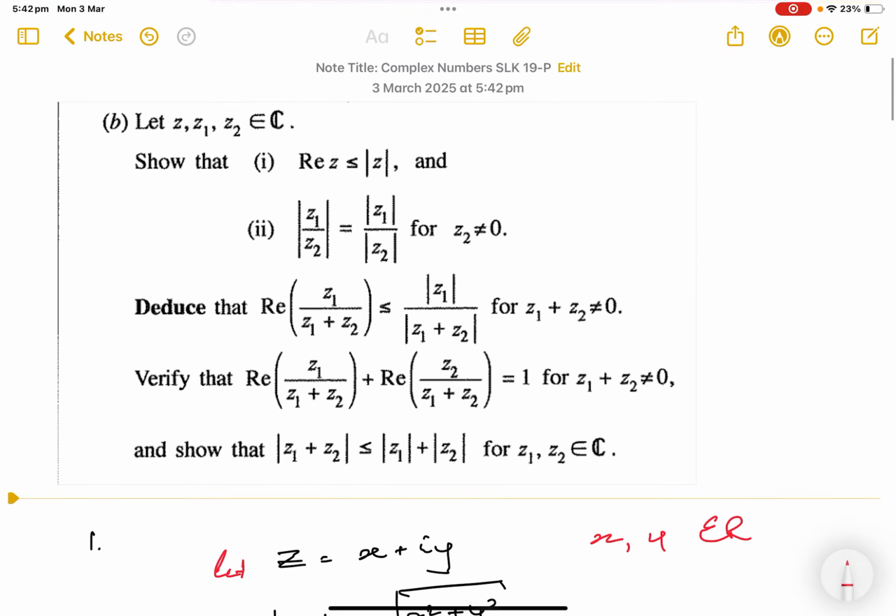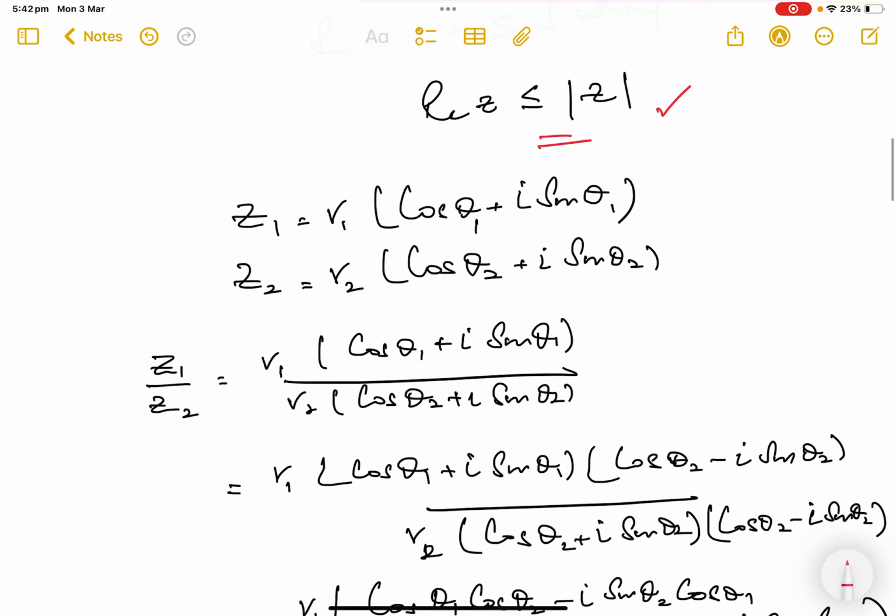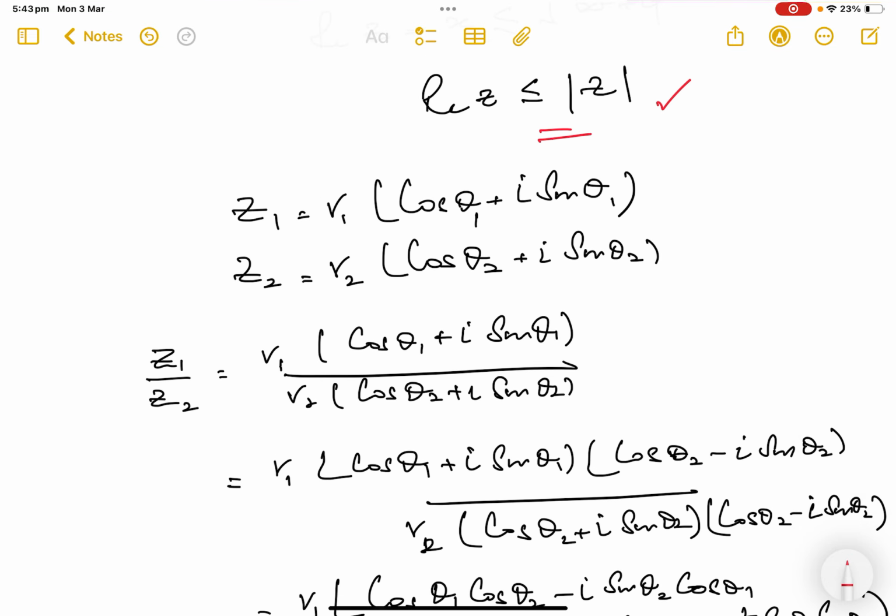Right, the next part is the modulus of Z1 over Z2 equals the modulus of Z1 over the modulus of Z2. So we need to prove it. The polar format is easy for proving it, so I just took the polar form. There's another method, which I'll show you after this. Z1 equals R1, which is the modulus, times cos theta 1 plus i sine theta 1. Z2 equals R2, the modulus, times cos theta 2 plus i sine theta 2.